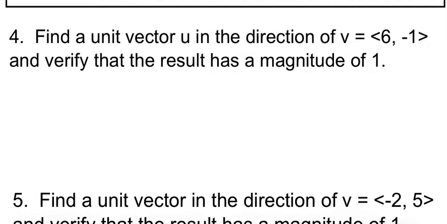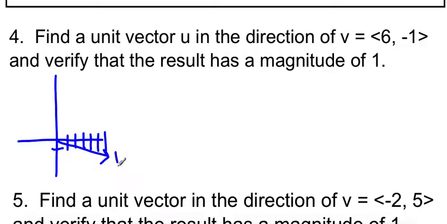So here's how this works. We want to find a unit vector in the direction of the vector 6, negative 1. I'm going to draw this and hopefully you can see it a little bit better. So if we have a vector, 1, 2, 3, 4, 5, 6, negative 1, okay, so here's our vector v. I want a unit vector, so I want a vector u that goes in the same direction as this but only has a length of 1. That's what we're looking for.